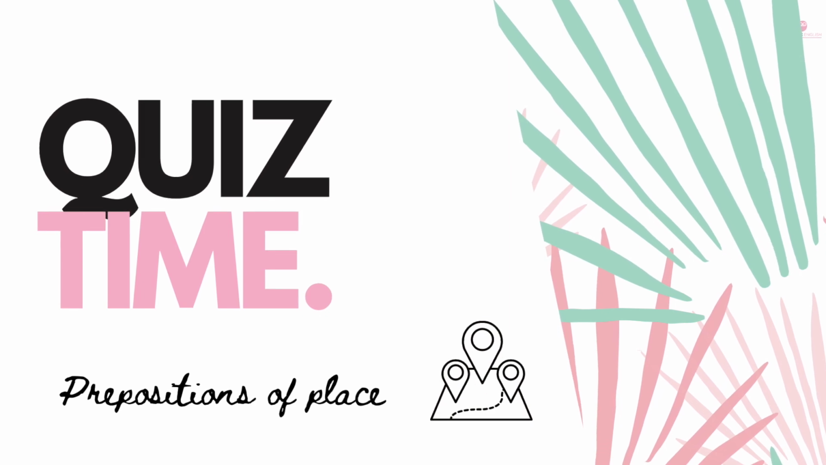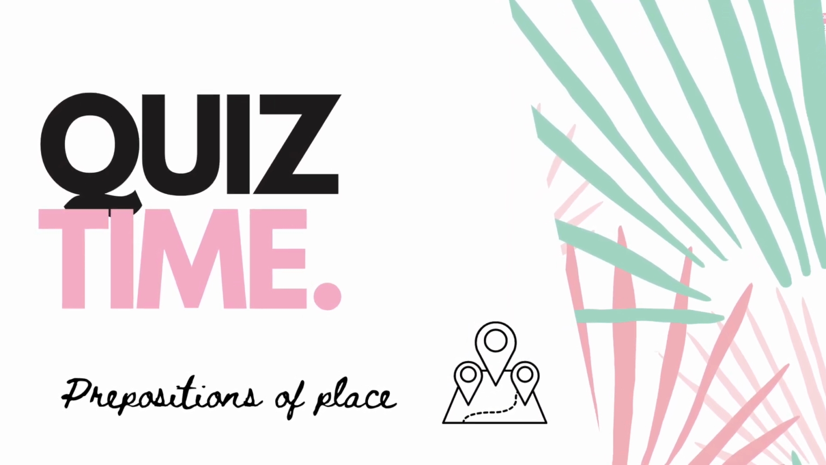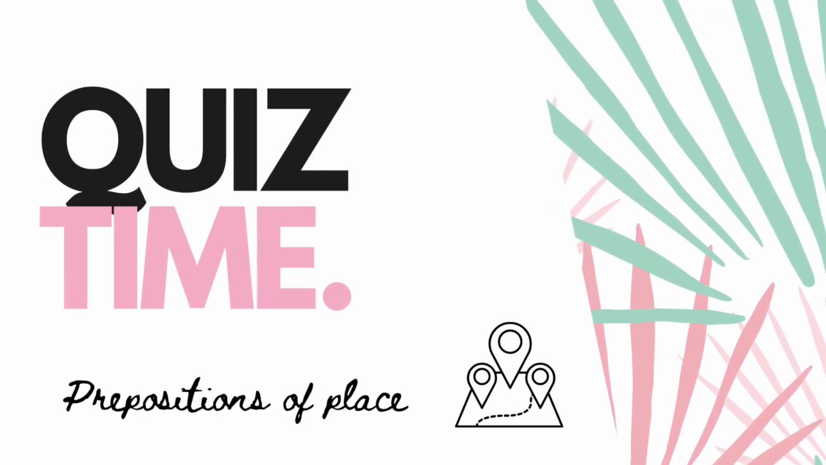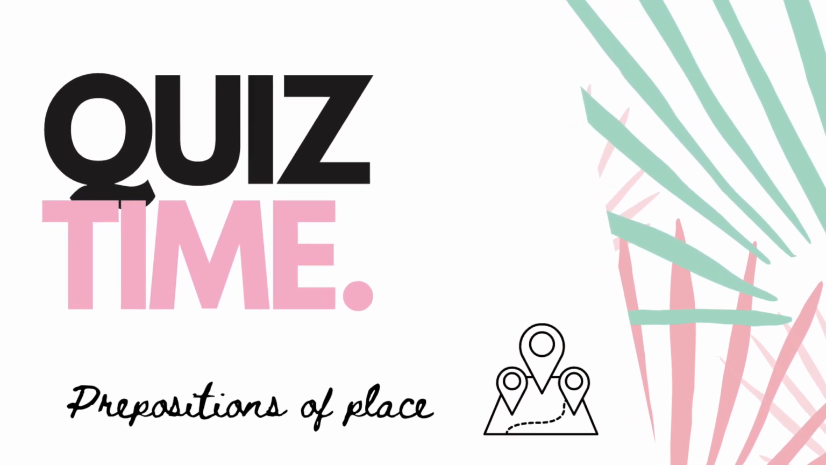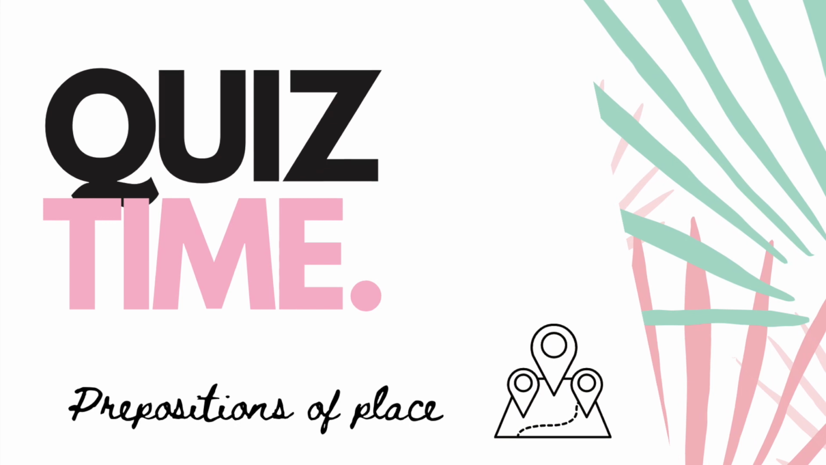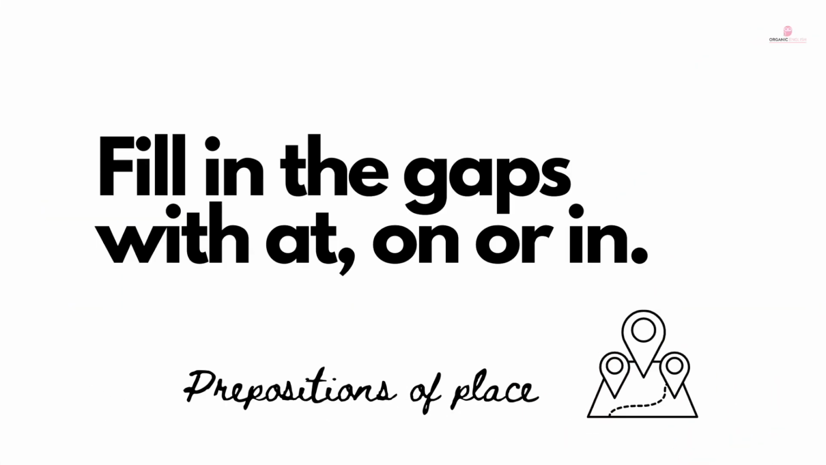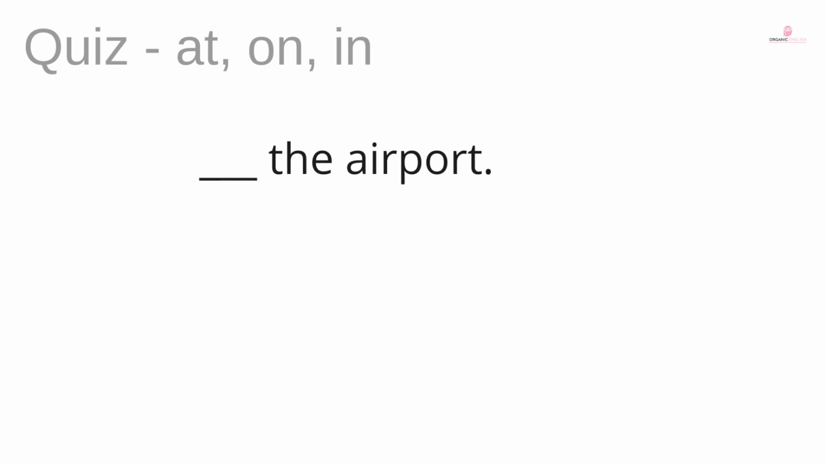Okay, let's check in and see if you've understood and absorbed that. Let's do a little quiz. So before we get started, it's okay to pause the video if you need to think about your answers, okay? Okay, so let's begin. Fill in the gaps. Number 1, blank the airport. What do we say? It should be at the airport. Good. It's a specific location, so it's at.